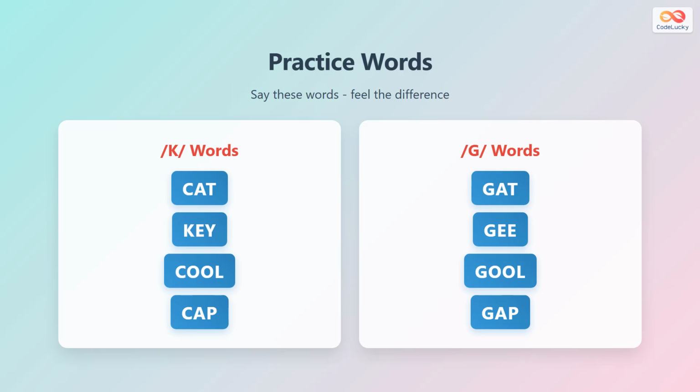On the left, we have K words, cat, key, cool, and cap. On the right, we have G words, gat, G, ghoul, and gap. Practice saying each word multiple times. First, say all the K words and feel how your vocal cords do not vibrate. Then say all the G words and feel the vibration. Finally, alternate between the K and G versions of each pair to strengthen your ability to distinguish and produce both sounds correctly.